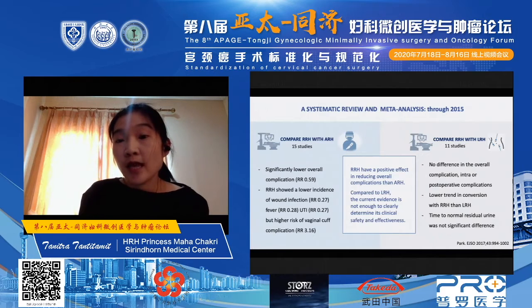Comparing robotic and laparoscopic surgery, there was no difference in overall complications, intra or post-operative complications, and there was a lower trend in conversions with robotic surgery. For time to normal residual urine, there was no significant difference. This data concludes that robotics has a positive effect in reducing overall complications compared with laparotomy. Compared to laparoscopy, the current evidence is not enough to conclude its clinical safety and effectiveness.